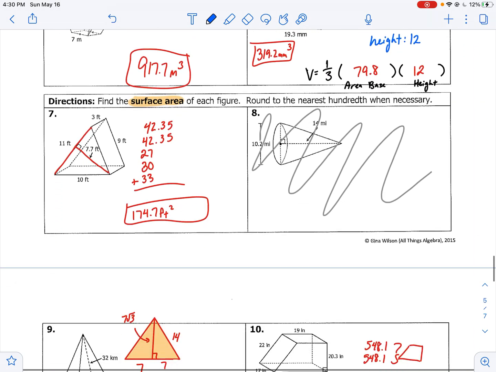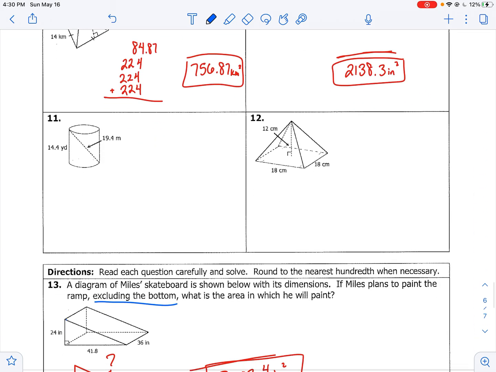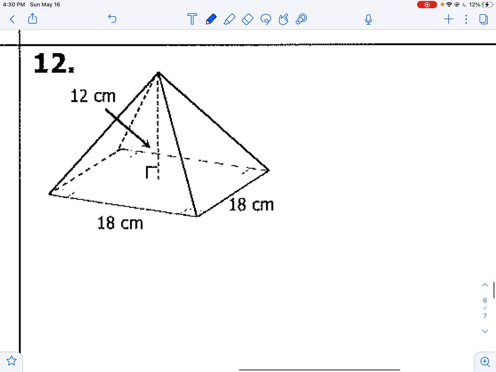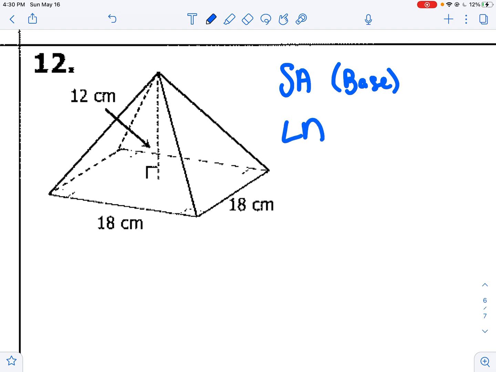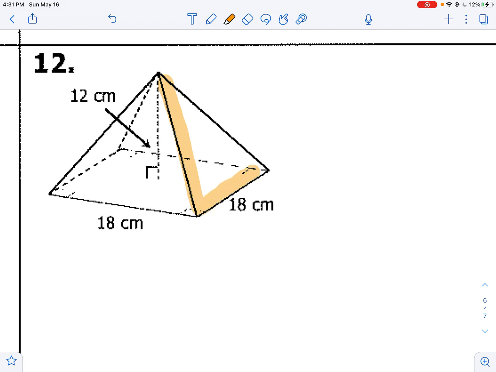Let's look at a pyramid next. Here's a good example. Here I'm finding surface area again. So you would just find the surface area of the base, and then you'd find your lateral area. The base is not too hard to find. It's a square, 18 by 18. But to find our lateral area, I'm going to need to find the area of this triangle, which means I need the base and the height. I've got the base of 18, but I need the height.